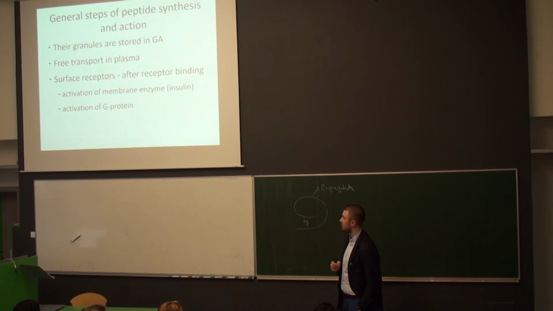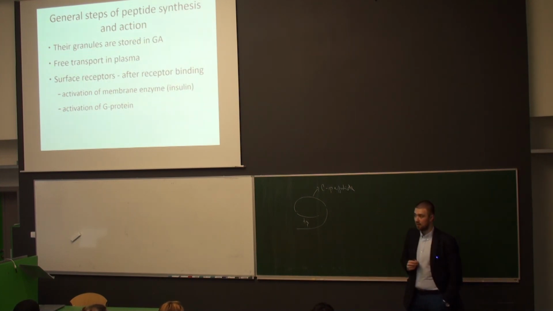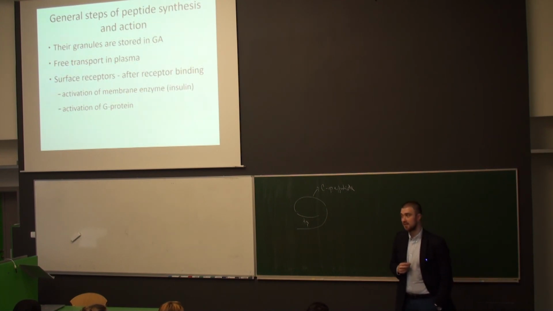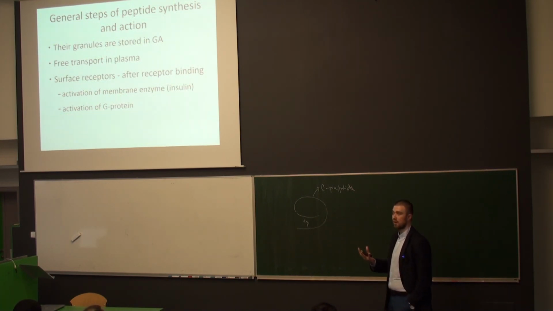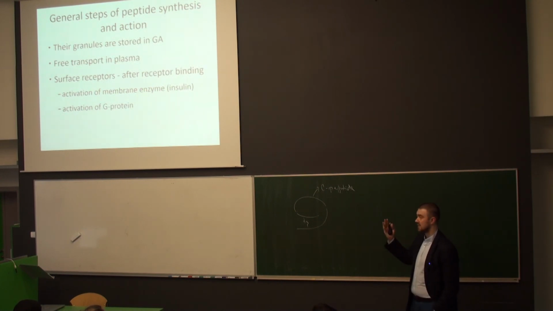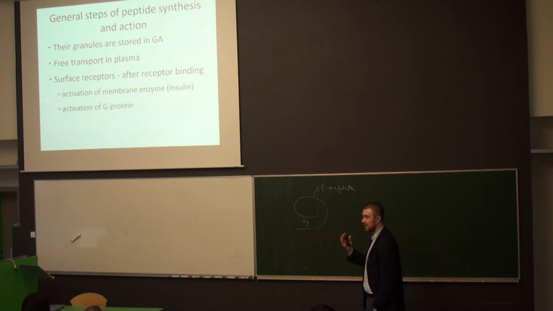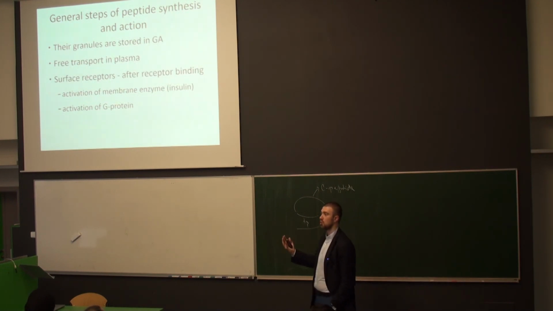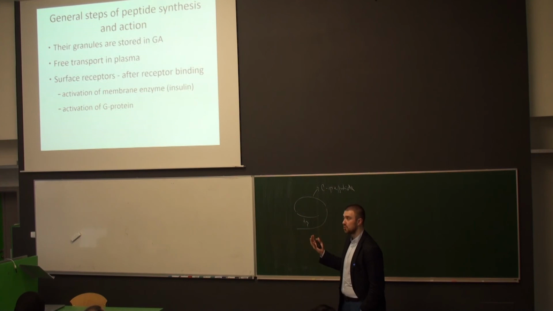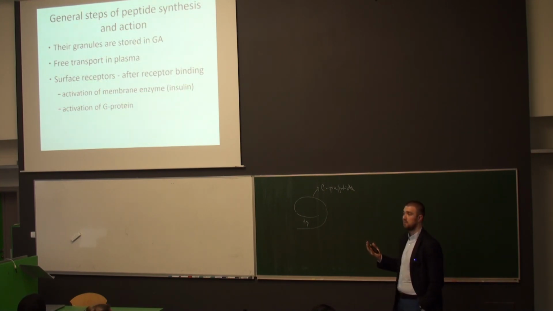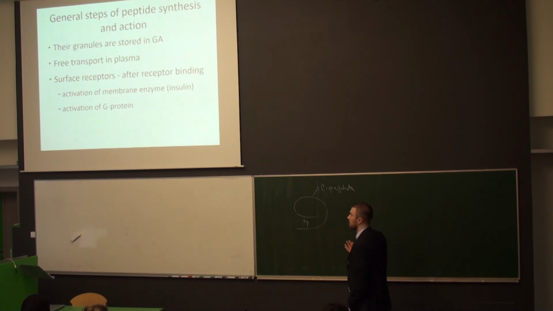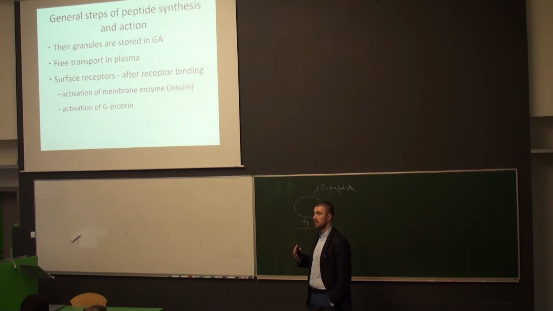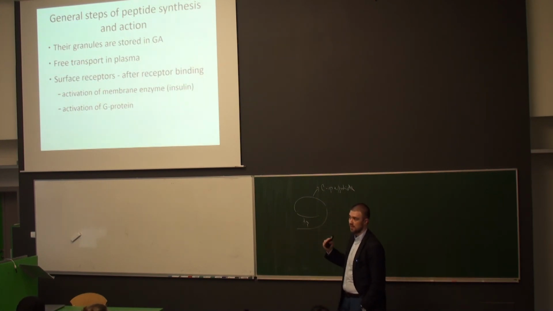Now we come to the secretory granules. Peptide hormones you typically store inside the cell. You store them, you can visualize them, so you can, for example, see insulin secretory granules. And these granules wait for the signal for the secretion to the blood. Once these proteins are inside the blood, they can be typically freely transported in the plasma, since they are hydrophilic. And since they are hydrophilic, they must have surface membrane receptors.